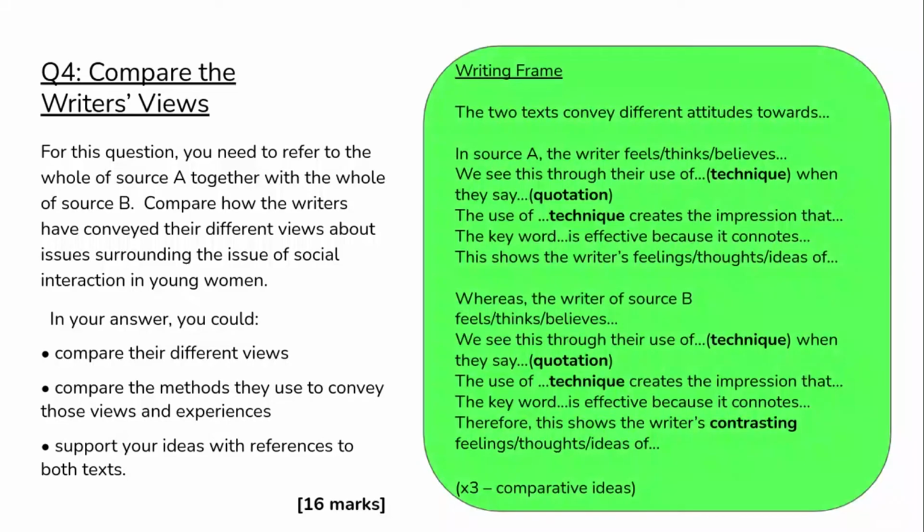Now these words like whereas, on the other hand, moreover, however, become very important. They're connectives, and what they're doing is they're indicating that you actually are showing a difference between the two sources. They're important to use when you transition from talking about source A to source B. As you can see, the final part of this frame for each paragraph would be, therefore, this shows the writer's contrasting feelings, thoughts, ideas of. Now, this is designed ultimately to make sure you're answering the question by going back to it and actually talking about how there is a difference between what the two people think.